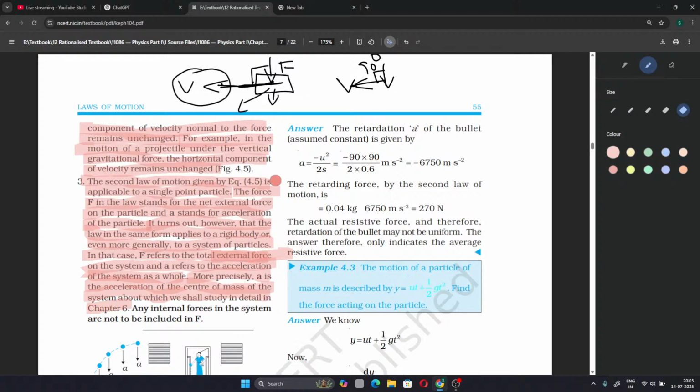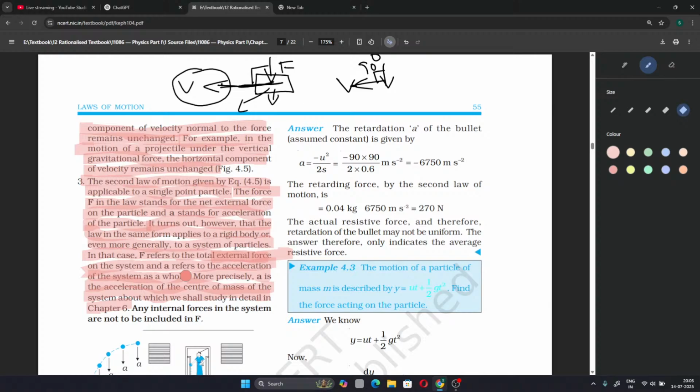Basically, in the first case, where it's a point particle, the force in the equation force equals mass into acceleration refers to the net external force acting on that point particle, and acceleration is the acceleration of the point particle. In the second case, where we consider a rigid body or a system of particles, force is the total external force acting on the body, and acceleration is the acceleration of the whole system of particles, or the center of mass of the system of particles.